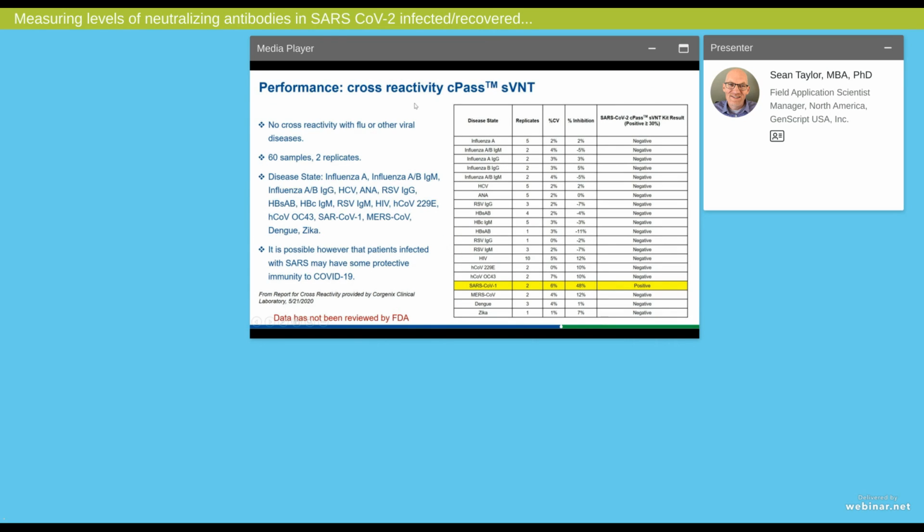So just to finish, cross-reactivity. We're heading into influenza season, so everyone's concerned about cross-reactivity of all these kits. We've tested the Cpass kit for cross-reactivity with all the usual suspects, and the only virus that we've assessed that is cross-reactive with SVNT is SARS CoV-1, which makes this kit highly applicable even to looking at samples during influenza season, which is now upon us.